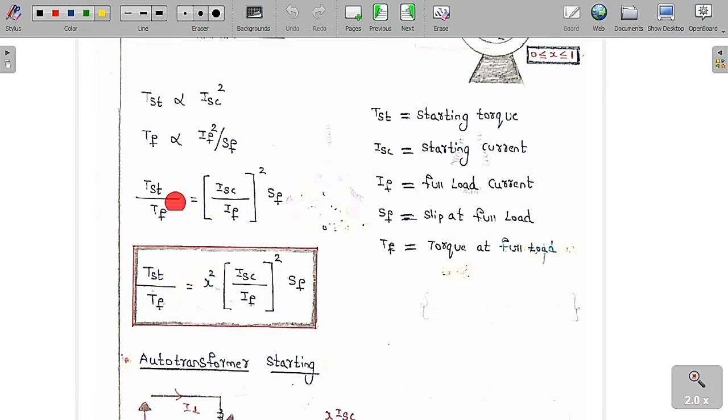So starting torque by full load torque is equal to ISC, starting current by full load current whole square into full load slip. Now if the starting current is decreased by X, we can say X into ISC. If we take the square, we are going to get X square times ISC by IF whole square into SF. So the starting torque by full load torque is equal to X square into starting current by full load current whole square into slip at full load. This is a formula that you always have to remember, because we are reducing the starting current, so X into ISC. This X, when it comes outside, becomes X square.